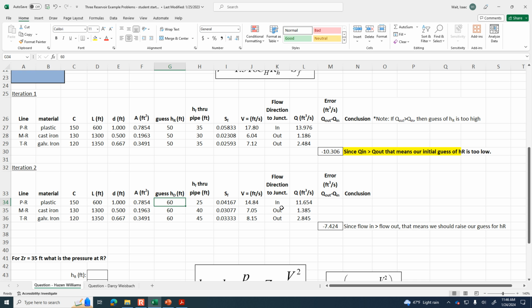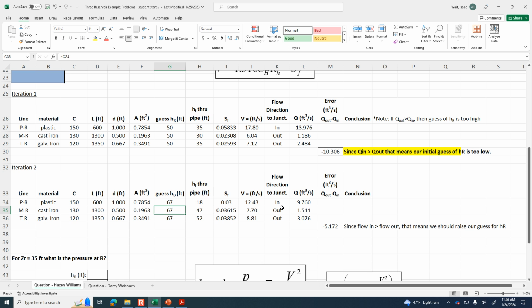So what about 61 feet? It's getting better. What about 62 feet? Getting warmer. 63. Okay, now if you know things about Excel, what's a better way than me typing in numbers over and over again? Goal seek.